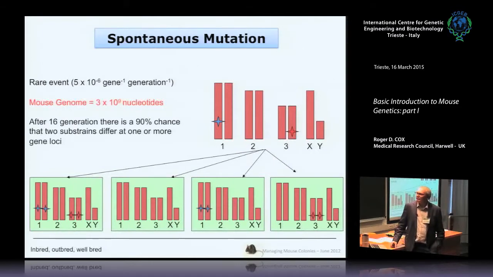So, as I said, spontaneous mutations occur at about 1 in 3.5 times 10 to the minus 6 per gene per generation. So after 16 generations, there's a 90% chance that 2 substrains will differ at 1 or more gene loci. So it's going on all the time. It's not something you have to live with, and something you have to guard against.